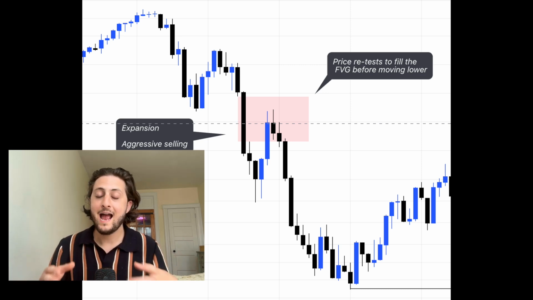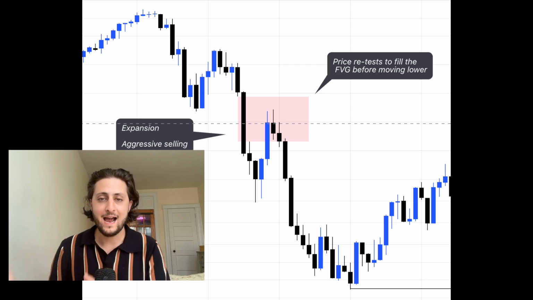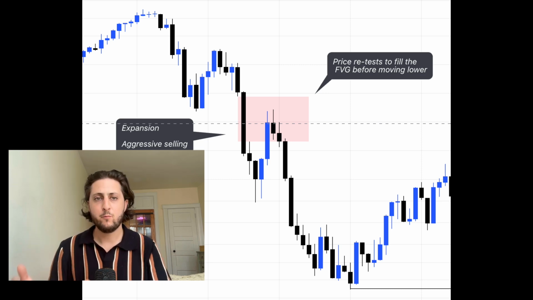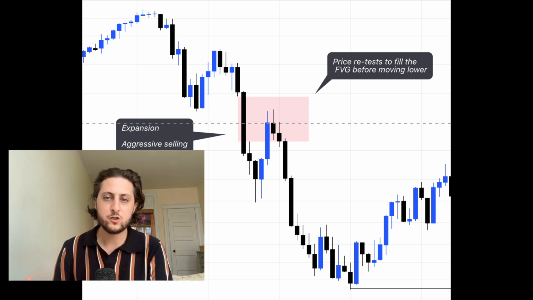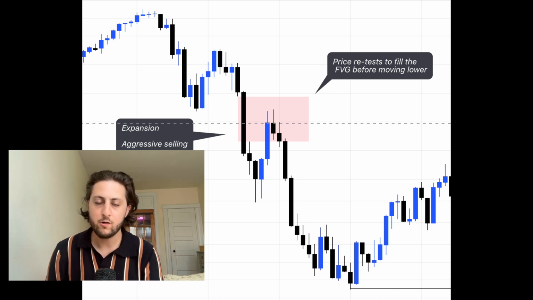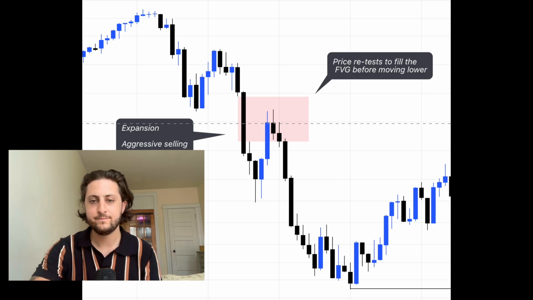So we're going to get into how you can identify it and then how you can use it in your trading. And then I'm also going to go over some stats from the Edgeful platform because they actually just put up a report on fair value gaps and it's really helpful information. So let's just get into it.